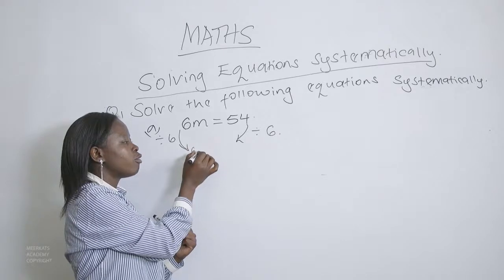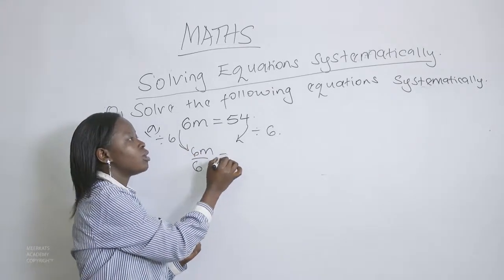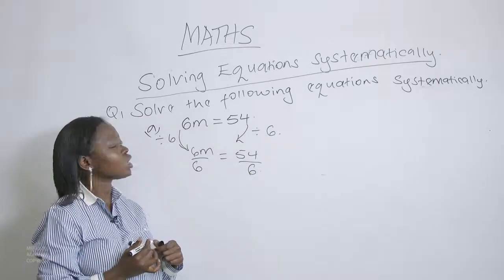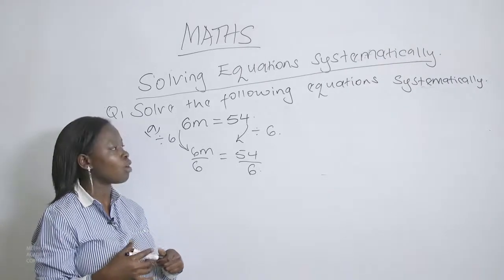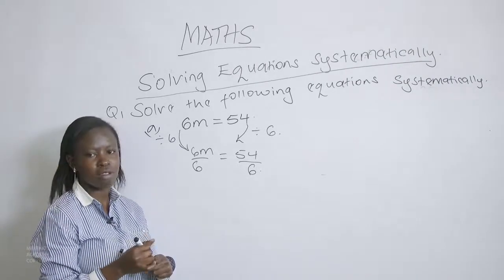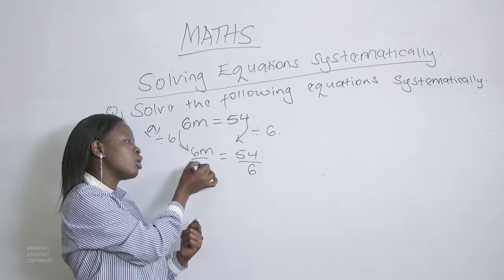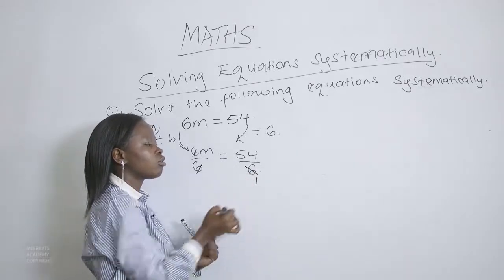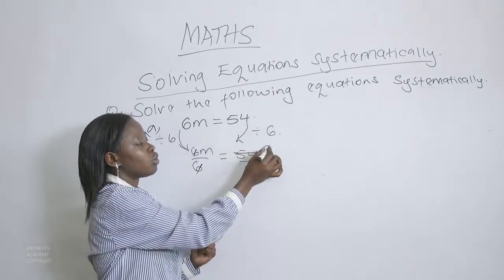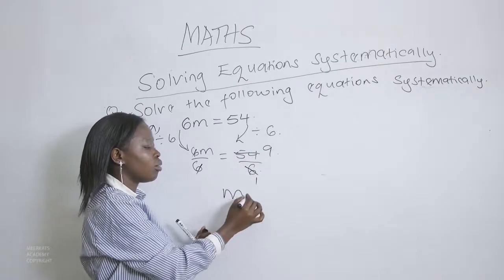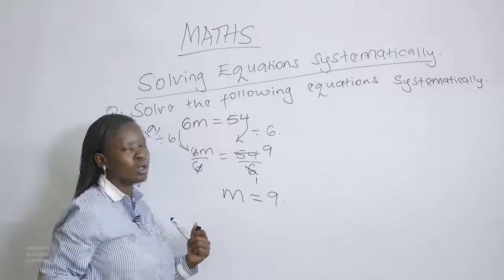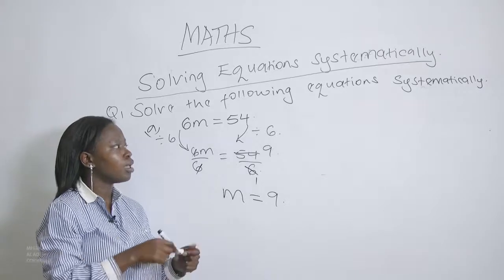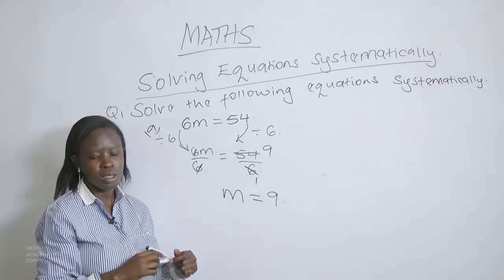So that I will have 6m over 6 will be equal to 54 over 6. So we said that solving an equation involves getting the value of our unknown, and the unknown in this case is m. So to get the value of m, we divide the left-hand side by 6, divide the right-hand side by 6, so that 6 into 6 once, 6 into 54, we have 9. So in this case, our m is equal to 9. So we've solved the equation systematically by dividing both sides by 6.